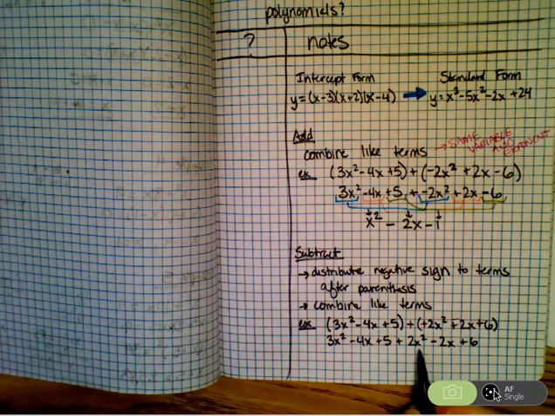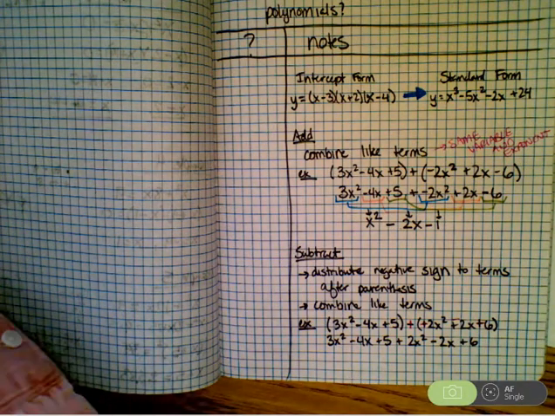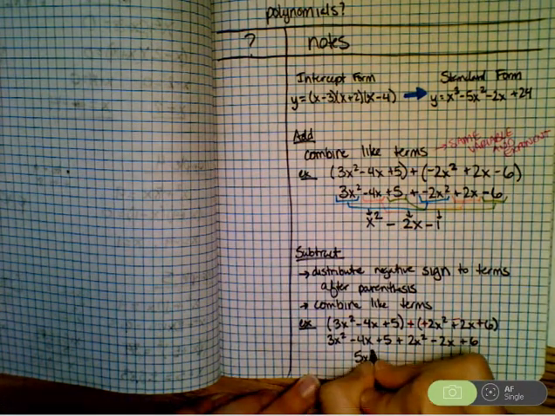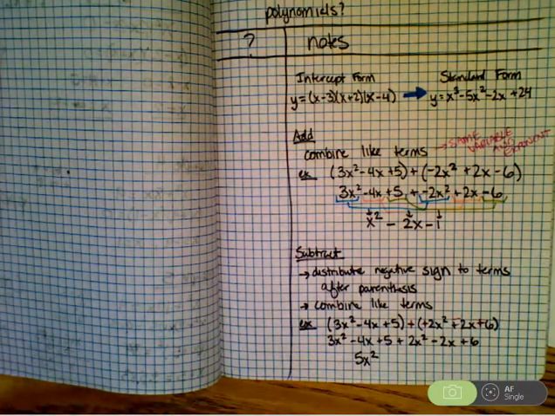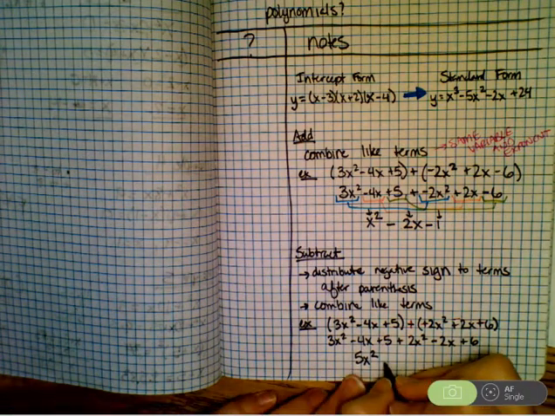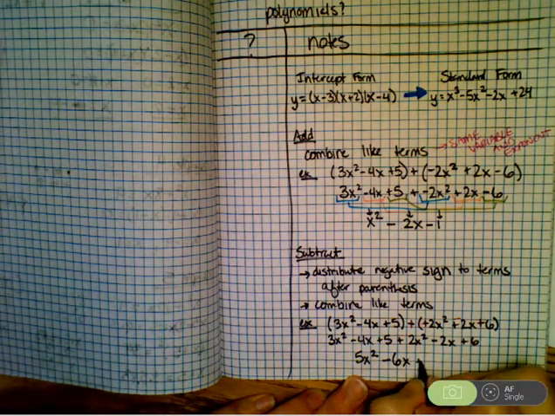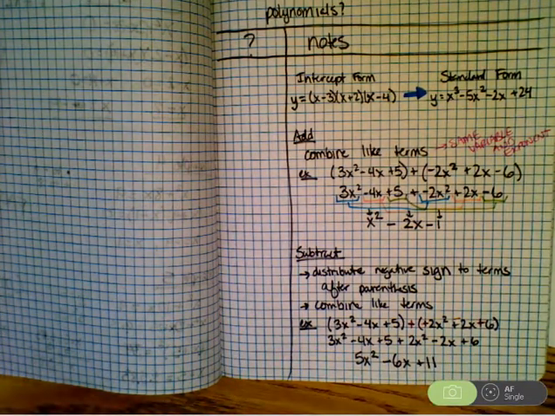3x squared and 2x squared are like terms. So 3x squared plus 2x squared is 5x squared. Negative 4x and negative 2x give us negative 6x, and 5 plus 6 gives us 11. So we get 5x squared minus 6x plus 11.